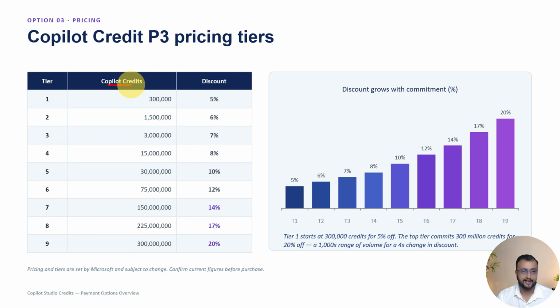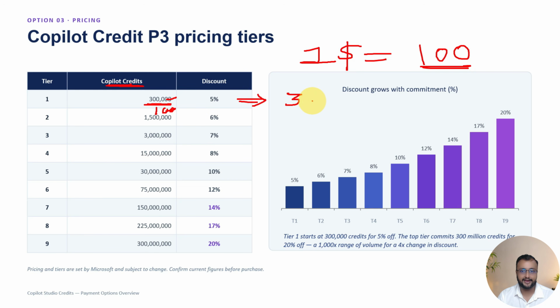This is called a Copilot credit. In $1 you are getting 100 Copilot credits, which means that overall here you are getting 3 lakh credits. So 3 lakh divided by 100. So how much are you paying? For this tier, you are paying $3,000 annually, and overall you are getting 3 lakh credits. So this is how it is being calculated.